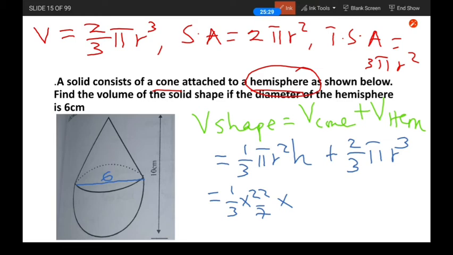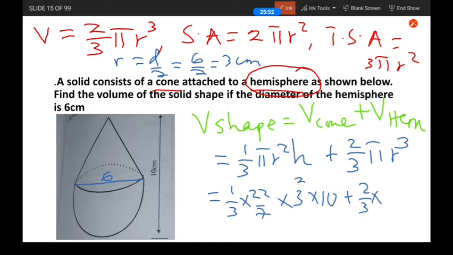Because radius equals diameter over 2. And that will be what? 6 divided by 2. That will be 3 centimeters. So the radius of the hemisphere and the radius of the cone will be the same thing. So we have 3 squared, the height of the cone is 10 centimeters, plus 2 over 3 times 22 over 7 times 3 raised to power 3. Very good.